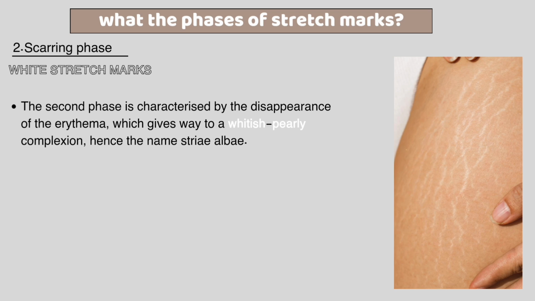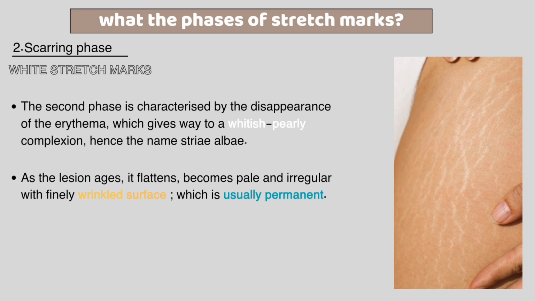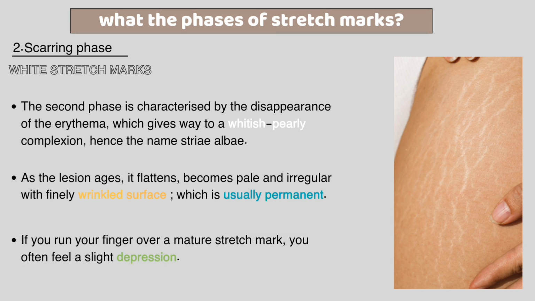2. Scarring phase. The second phase is characterized by the disappearance of the erythema, which gives way to a whitish-pearly complexion, hence the name striae albae. As the lesion ages, it flattens, becomes pale and irregular with a finely wrinkled surface, which is usually permanent. If you run your finger over a mature stretch mark, you often feel a slight depression.